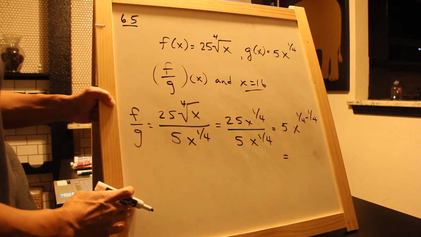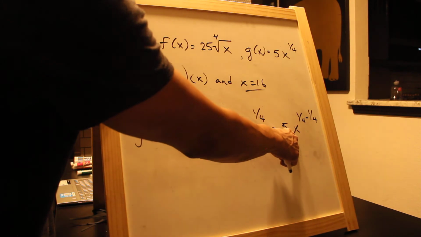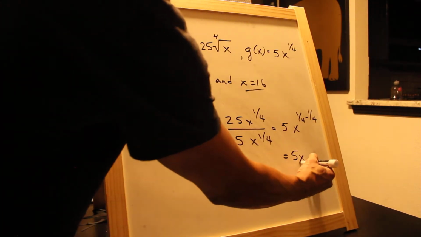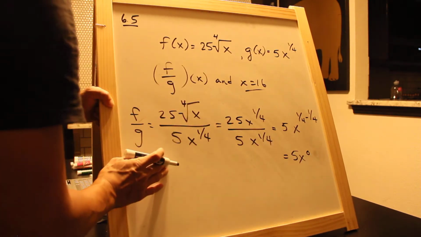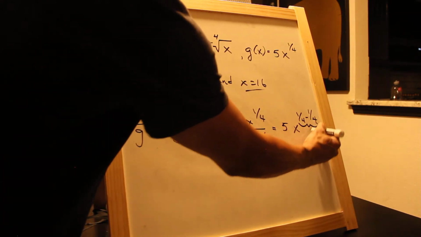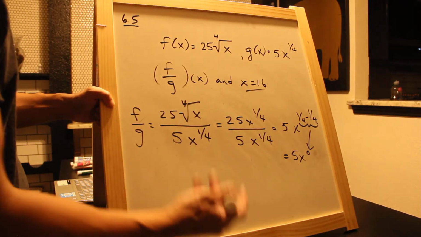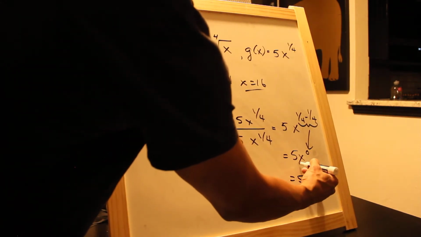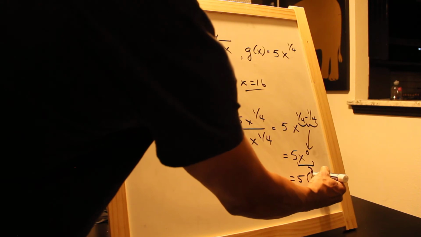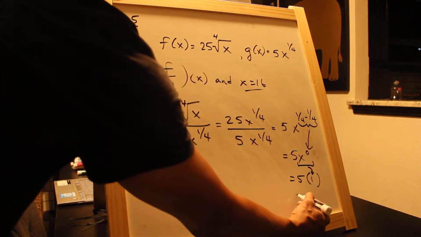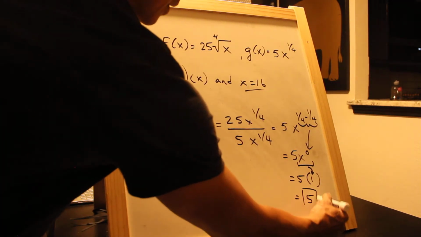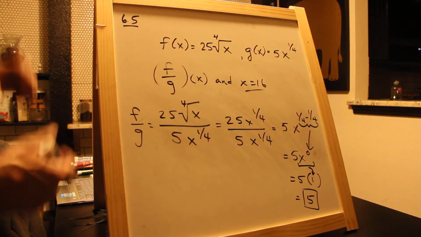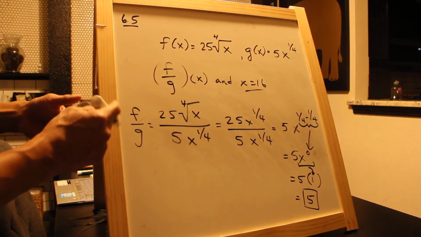So guess what happens? This is x to the 1/4 minus 1/4. That becomes 5x to the 0 power. Anything raised to the 0 power is just 1. So my answer here would be just 5. And since I don't have an x, I don't have to worry about evaluating x equal to 16.